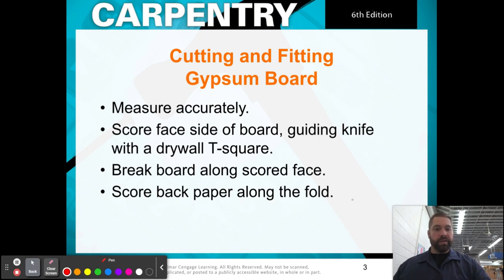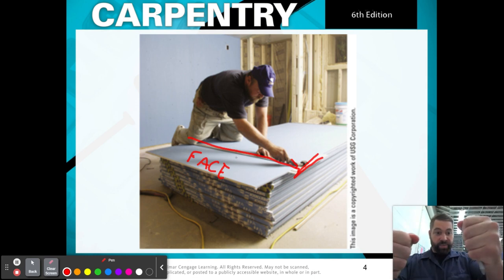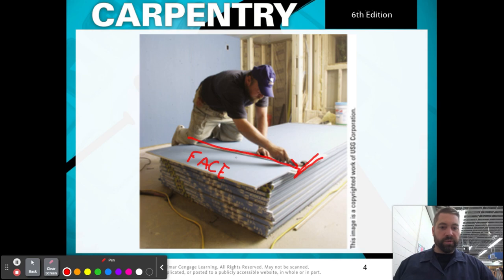So you're going to take it, score it, and then snap it. After you snap it, you cut the back. So you can see right here, this individual cutting, this is the drywall T-square. Here's the knife, and they're scoring the sheet going that way. This is the face. So then when they stand it up, they're going to take it, snap it, and then they're going to score the back.